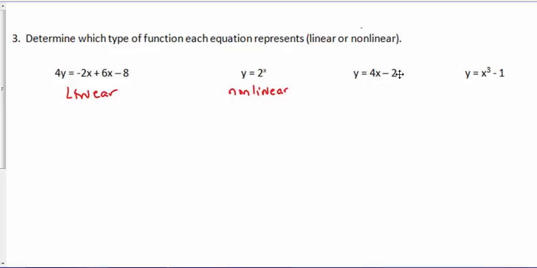Y equals 4x minus 2. You're going to see that y is raised to the power of 1 here, and x is raised to a power of 1. So therefore, that, by criteria, is a linear function. And then y equals x cubed minus 1. Y is raised to the first power. X is raised to the third. So therefore, we know that this one is nonlinear.